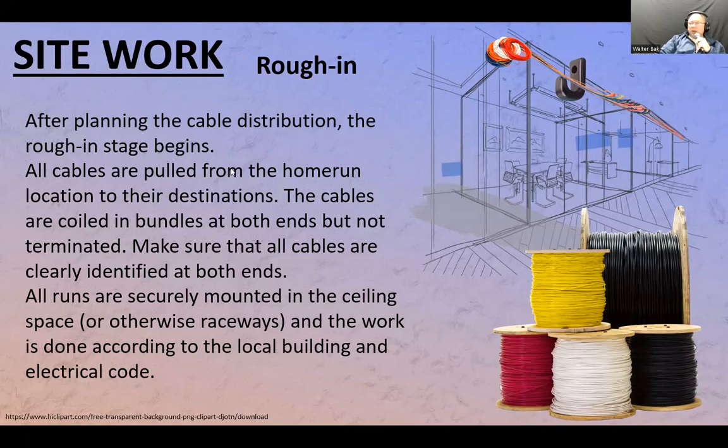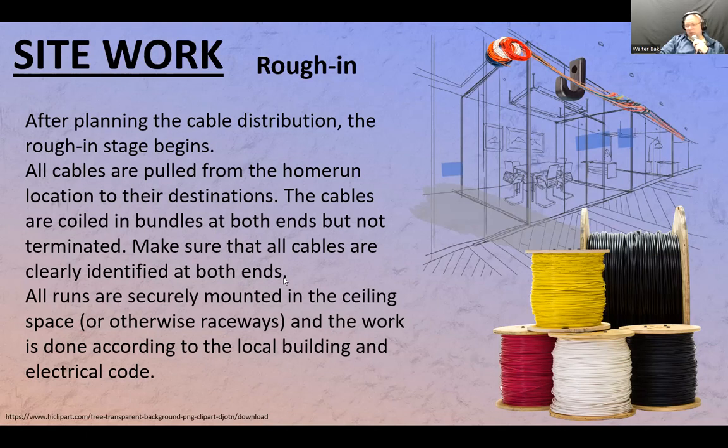All right, so site work, roughing in, another take on that. After planning the cable distribution, because you're going to go through all kinds of different planning stages, all cables are pulled from the home run. So this is what I said, from the home run location to their destination. The cables are coiled in bundles at both ends, but not terminated. Make sure that the cables are clearly identified at both ends.